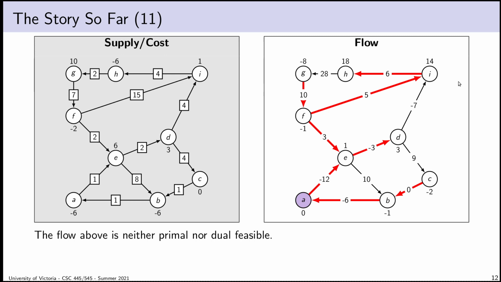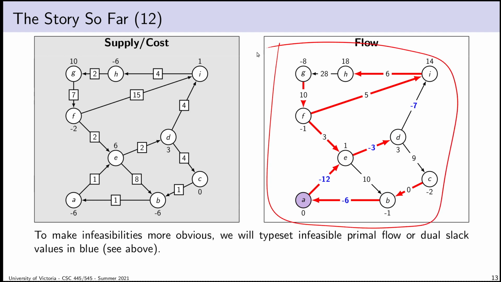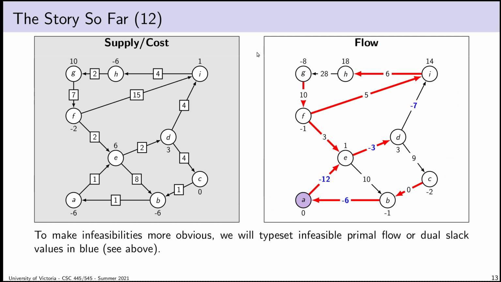And so, okay, now we're going to walk through examples of each. This flow is neither primal nor dual feasible. Negative value there, negative value there. Now, because it turns out that the procedure we're about to develop really requires us to notice these infeasible values, so negative flows or negative dual slack values, from this point forward, every time we typeset a diagram in this form, I am going to put the infeasible values in.